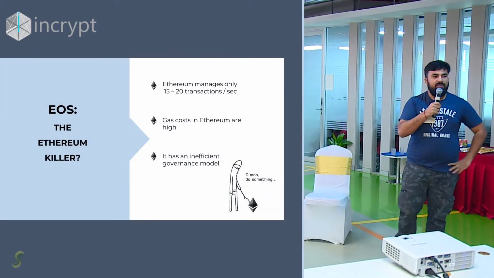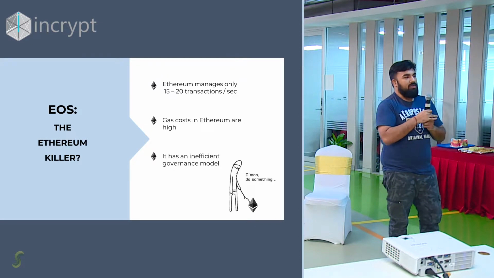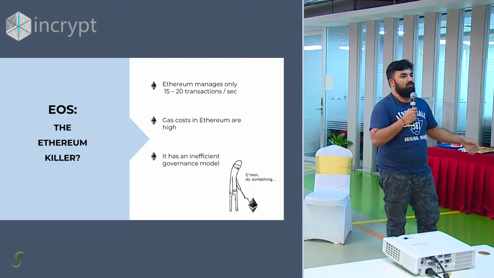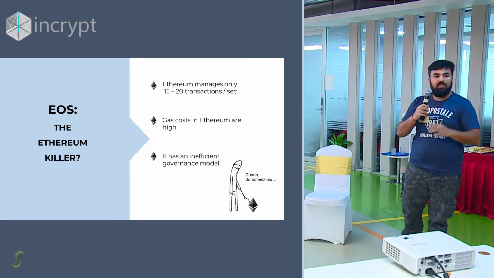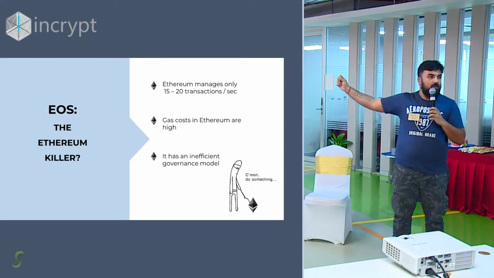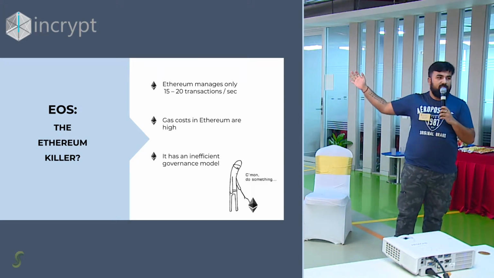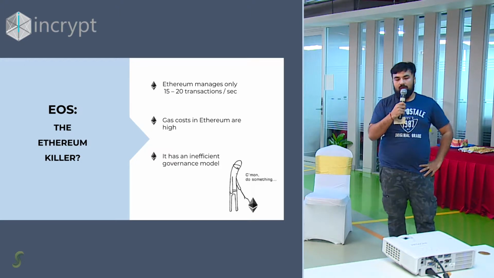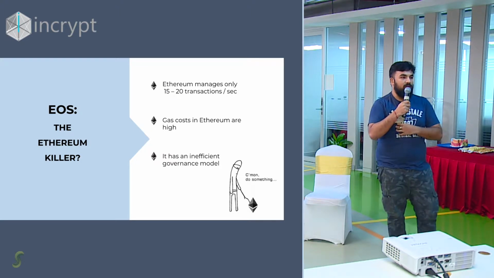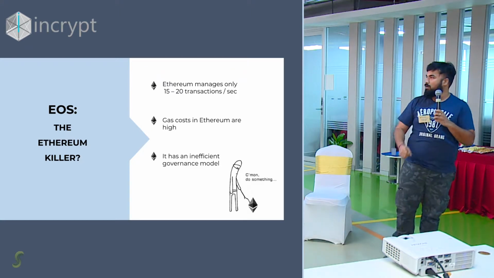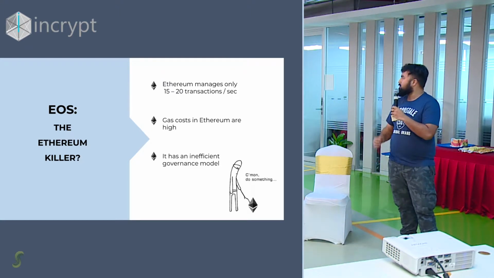So is EOS the Ethereum killer? Well, it is a very sensationalistic moniker that has been used to describe Neo and EOS and whatnot. But what are the main problems that are plaguing Ethereum right now? First and foremost, very low transaction throughput, like 15 to 20 transactions per second. I mean, when you compare to other payment systems like PayPal, which has what, 197, and Visa on an average has 2,000, that's very, very less.